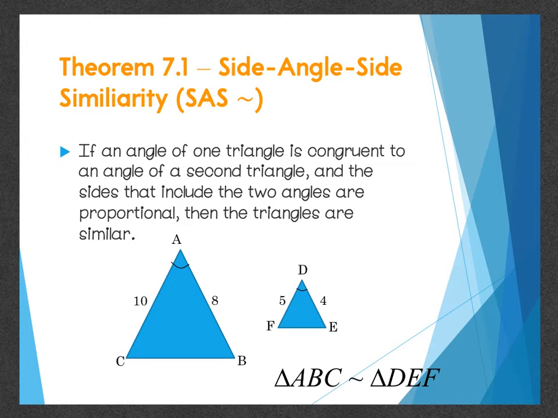And this says that if an angle of one triangle is congruent to an angle of a second triangle, so that's the first thing you have to have, the angles, like angle A and angle D. And then the sides that include the 2 angles, meaning the ones that meet at the angle, this side to this side would have to equal the ratio of this side to this side.